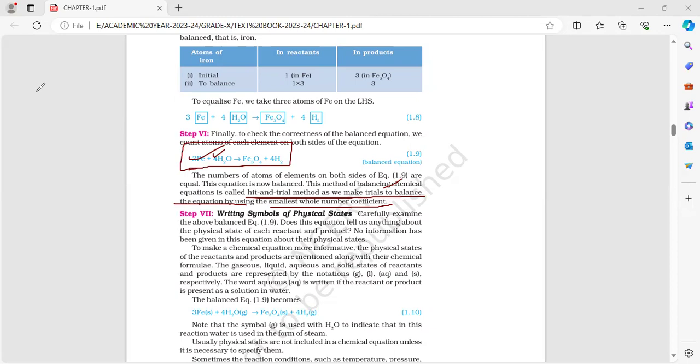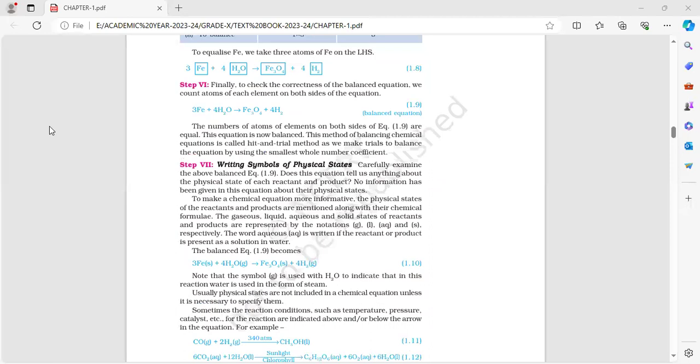Now what is the next procedure? You need to write the physical states also in brackets. So what are the physical states? There are 3 types of states: solid state, liquid state, gaseous state. Suppose it is dissolved in water, then it is aqueous, and we write aqueous also. For precipitate, arrow down. For gas, arrow up.